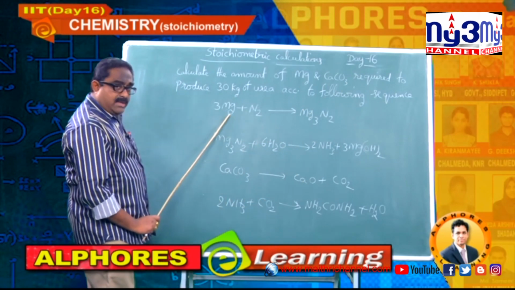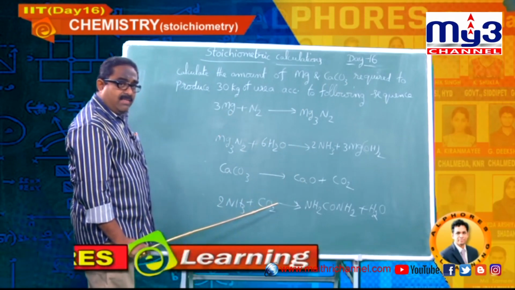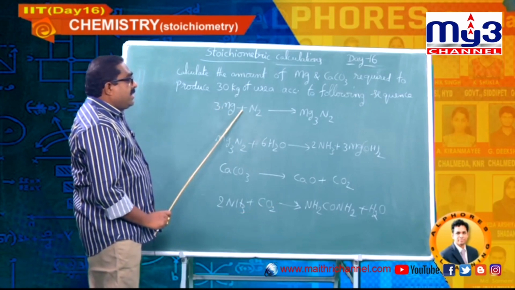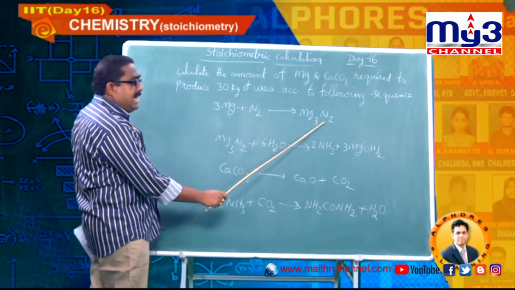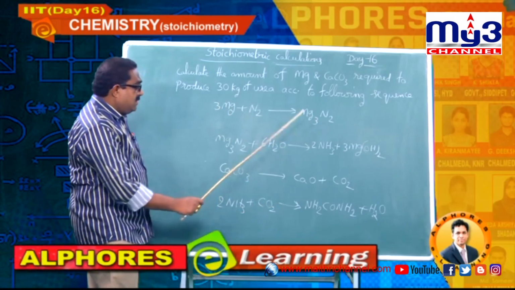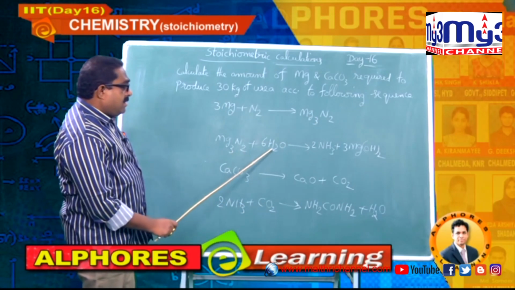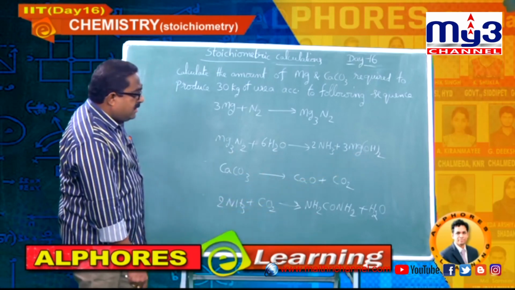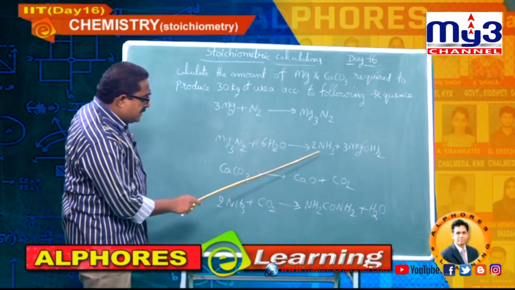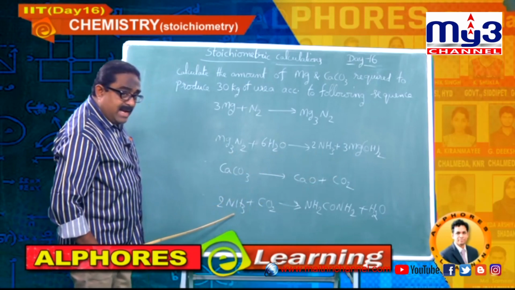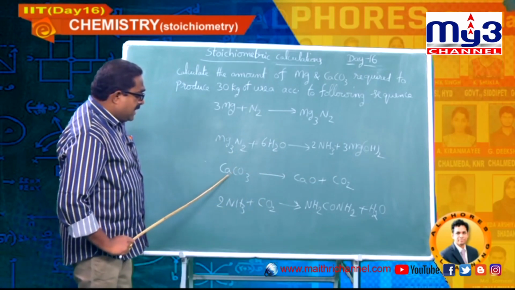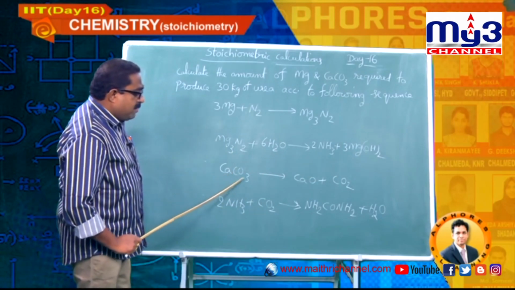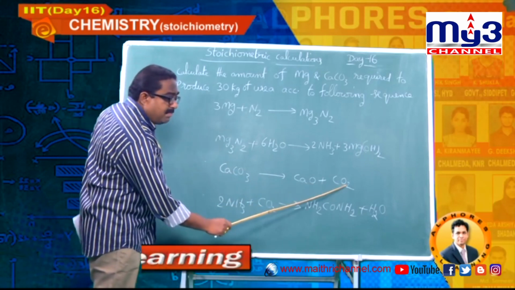First, write down, students, all these balanced equations they have given. Magnesium on reaction with nitrogen forms magnesium nitride. Magnesium nitride on reaction with water gives ammonia and magnesium hydroxide. And ammonia produced in this step will be utilized in the final step. And in the third one, calcium carbonate decomposition, where you will get carbon dioxide.